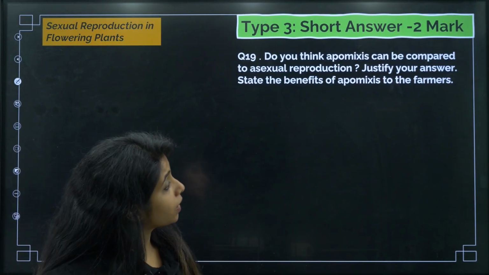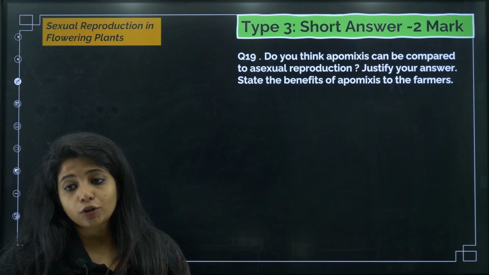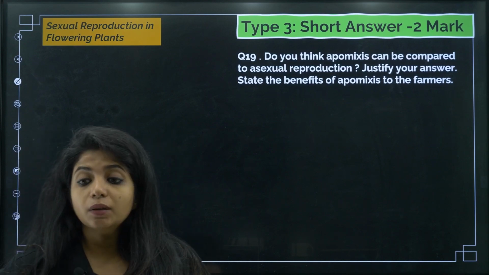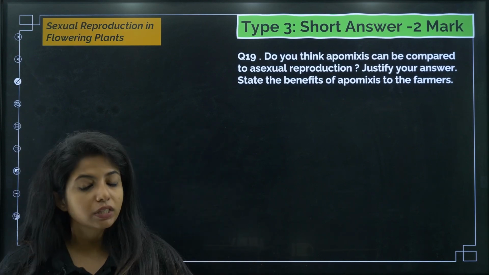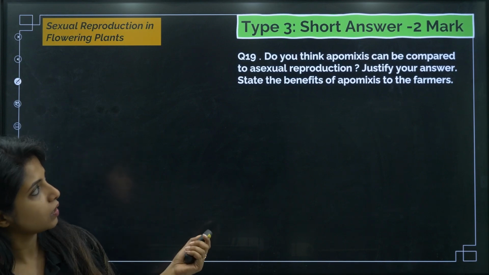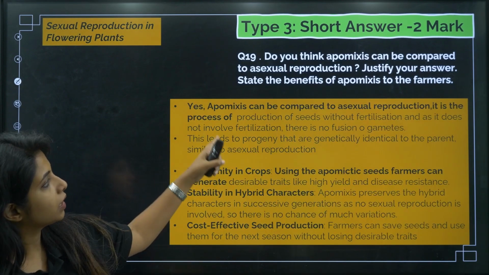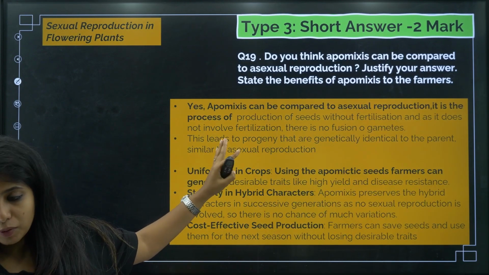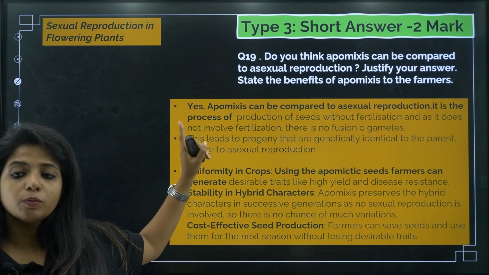Next, do you think that apomixis can be compared to asexual reproduction? Justify your answer. State the benefits of apomixis to the farmers. So we studied about apomixis, which is why I taught you about apomixis, because I saw the questions over there. So this is a 2-marker question. Again, as I told, you can explain apomixis.